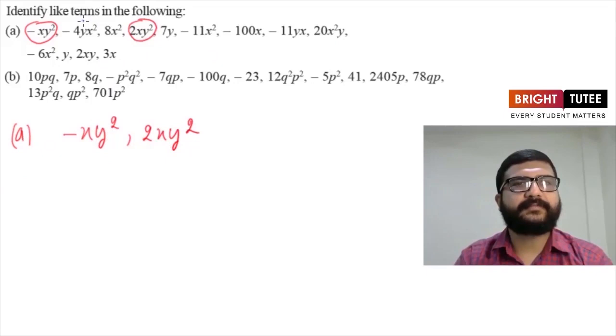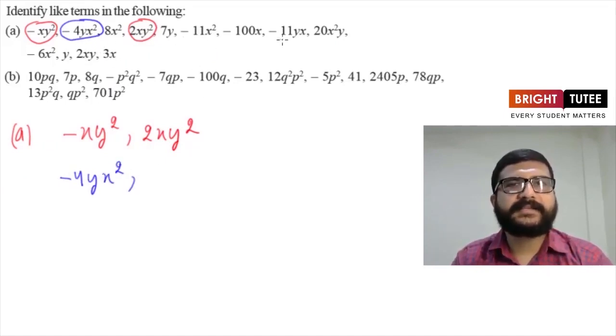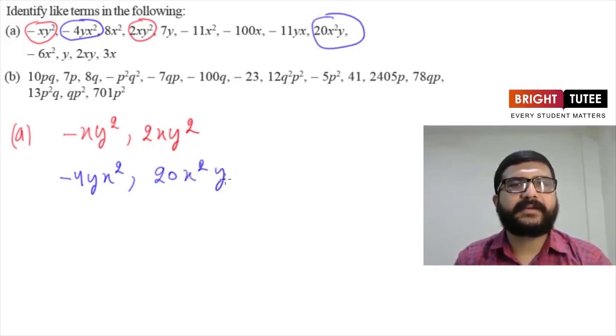Now let's do it for the second group. Let's take the term as minus 4yx square. So first term is minus 4yx square. Now after this we can have 20x square y. So it will be 20x square y. As we can see in these two terms, variables used are same and powers of these variables are also exactly same. So these two terms are like terms. So this is the second group of like terms. Now let's see the next one.